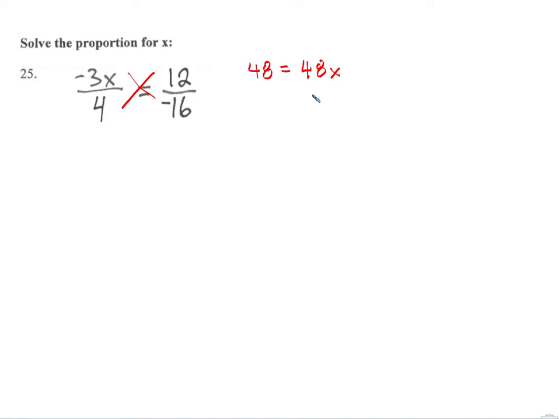And don't forget that x. Negative 3x times negative 16 is a positive 48x. A lot of people will forget the x here. I think that was the most common error that I saw in number 25. You need to have the x if you're solving for x when you cross multiply, because now I can isolate for x by dividing both sides by 48. When I divide both sides by 48, I get x is equal to 1.